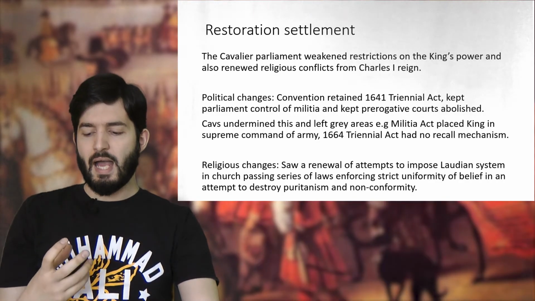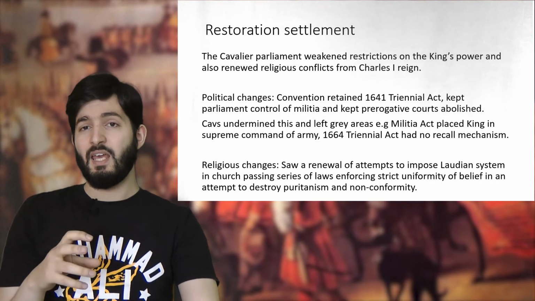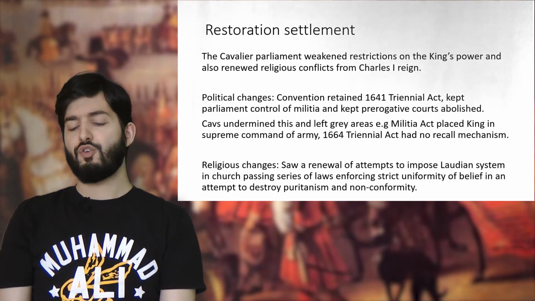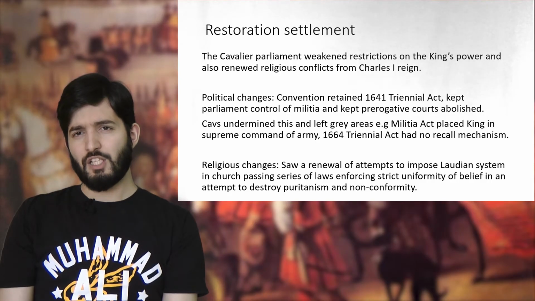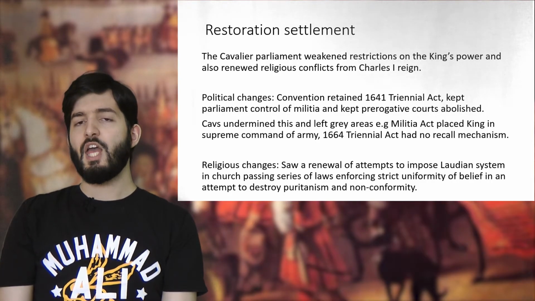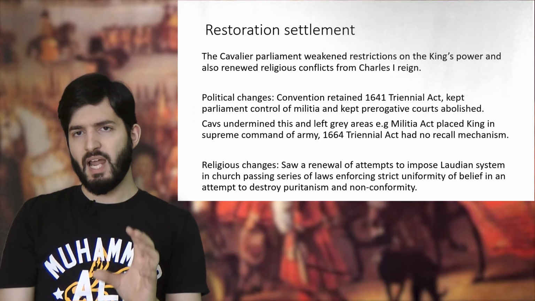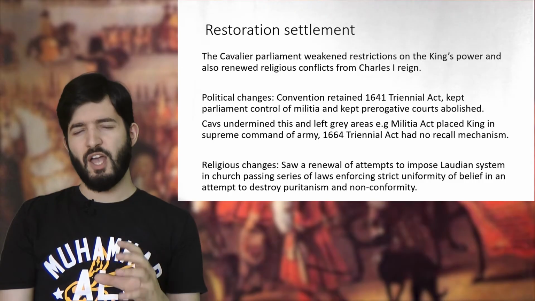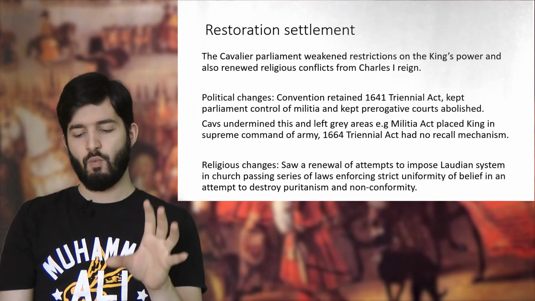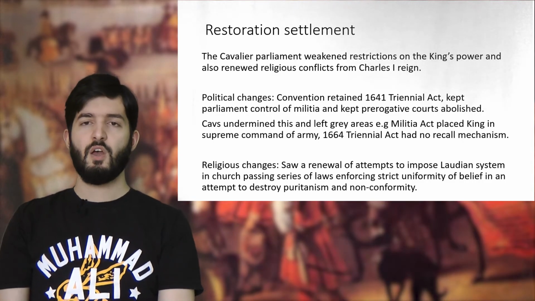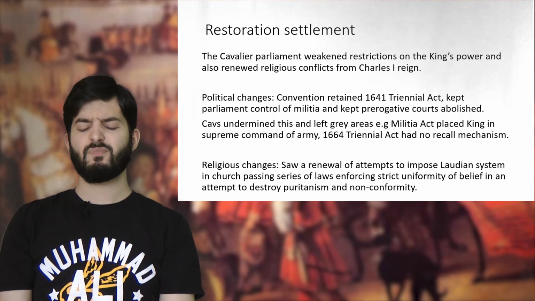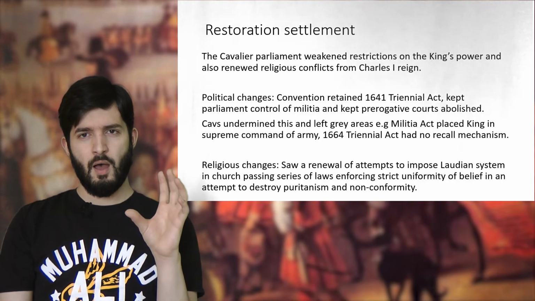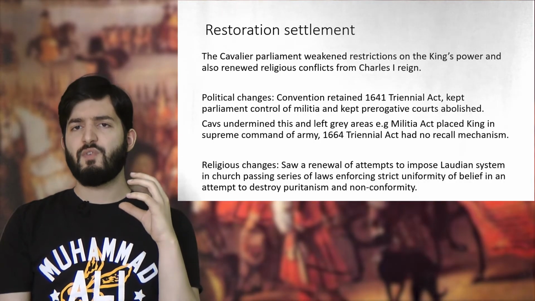So, for example, they pass a Militia Act which places the king in supreme command of the army as opposed to Parliament. And crucially, they revise the Triennial Act, so it's still in force, but it no longer has a mechanism in place to force a recall if the king fails to do so, which again we'll come back to later on when you see the impact this has when Charles basically violates the act. And then the follow-up issue, which is a more significant problem, which we'll come back to when we look at sub-theme 2A, are the religious changes.